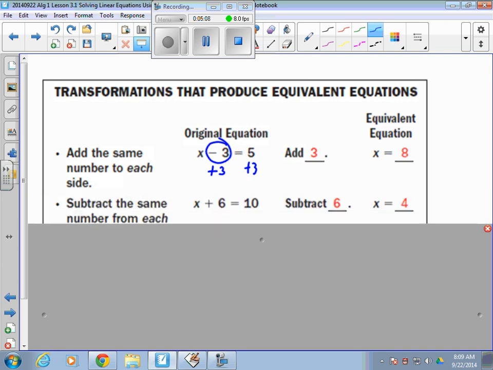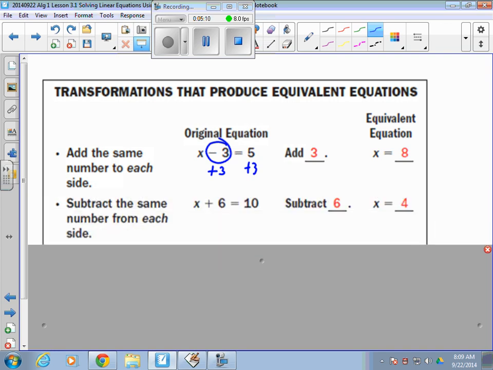Another transformation is subtraction. Subtracting the same number from each side. This one says x plus 6. Undo plus 6 by subtracting 6. If you subtract it on the left side, subtract it on the right side. 10 minus 6 is the number 4. This plus 6 minus 6 will cancel out, as will this minus 3 plus 3, and leaves you with just x.